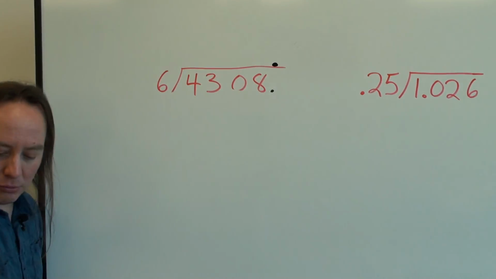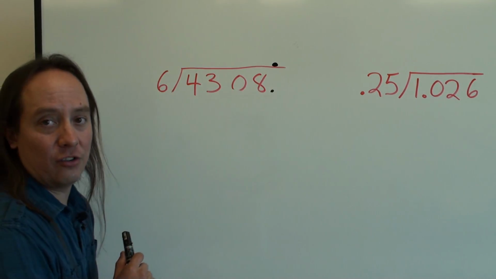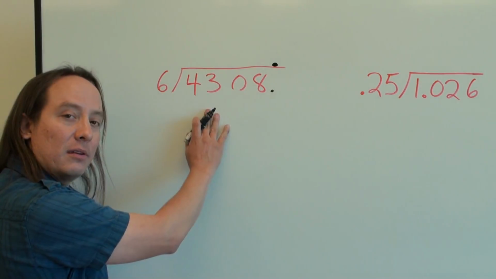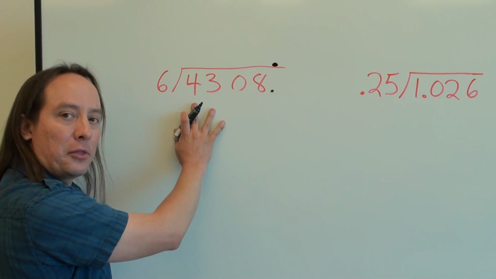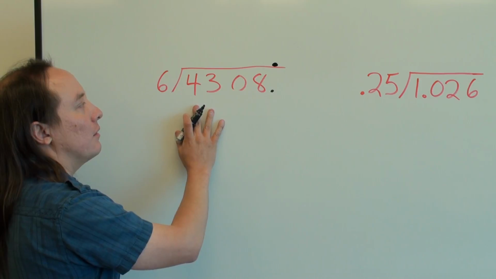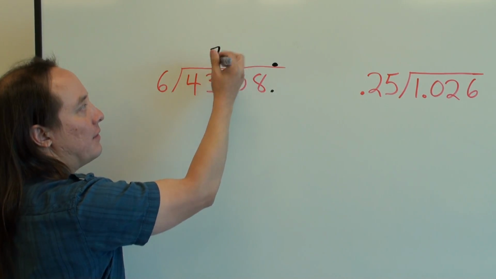So we'll do that. Boom. Okay. Now we're ready to do the division. So 6 goes into 4? No. 6 goes into 43? Yes. So it goes into it 7 times. So I put the 7 over the 3.